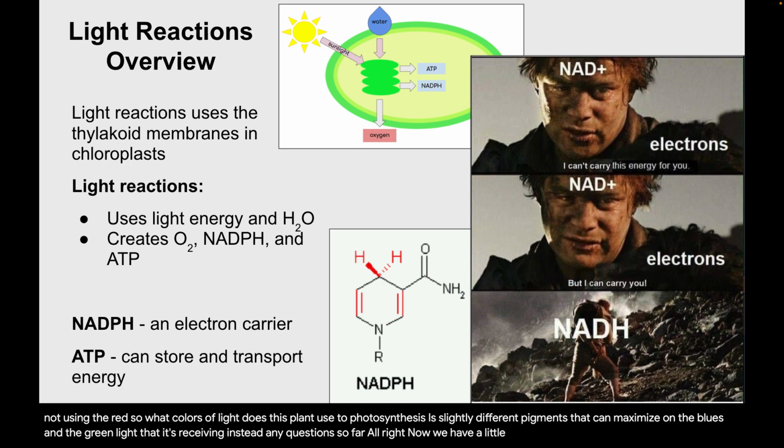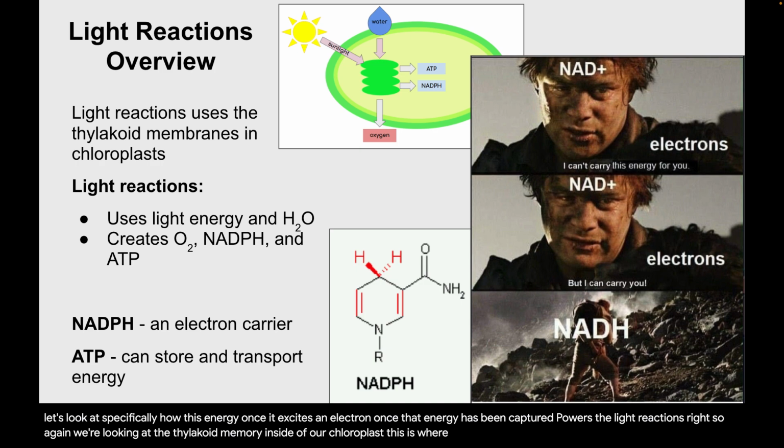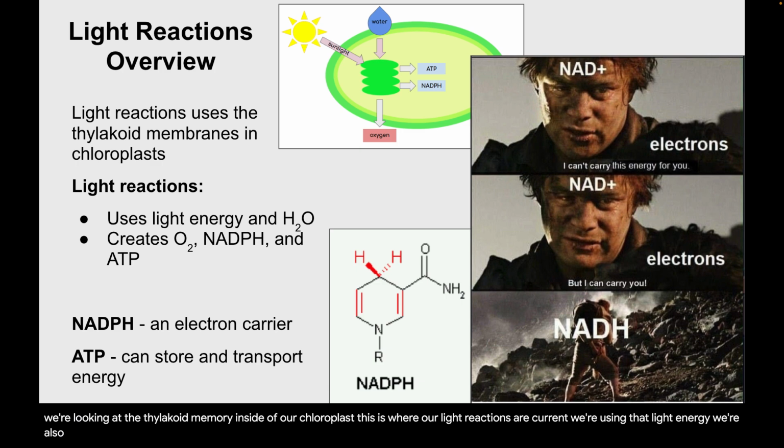So now we have a little bit of a background as to why light has energy. Let's look at specifically how this energy, once it excites an electron, once that energy has been captured, powers the light reactions. So again, we're looking at the thylakoid membranes inside of our chloroplast. This is where our light reactions are occurring. We're using that light energy. We're also using water, and we're going to create oxygen. We're going to create ATP, and we're going to create NADPH.